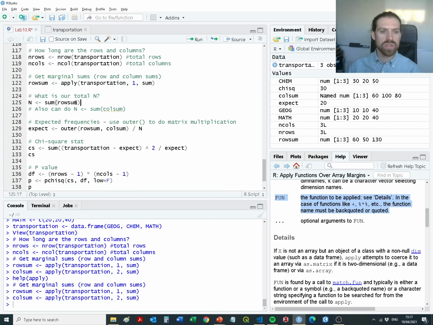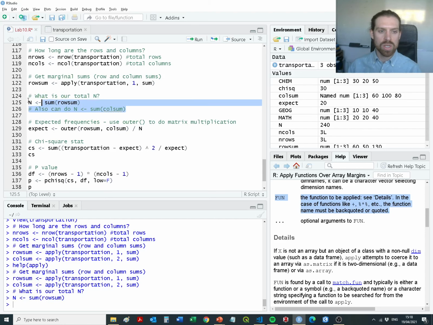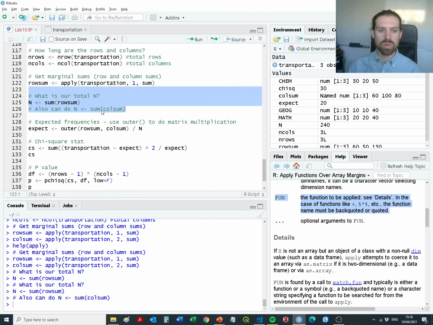Great, so what's the total number of data pairs that we've got? And for n that's 240. Oh sorry, not data pairs, that's the total row sum. Okay, so the total n overall. So hopefully that's fairly straightforward for you.